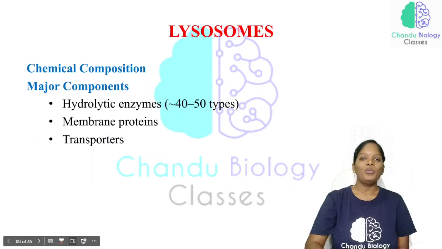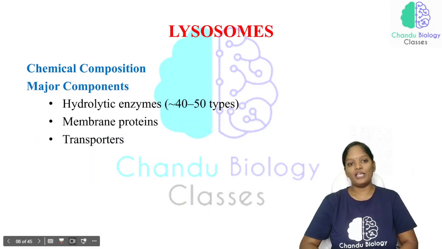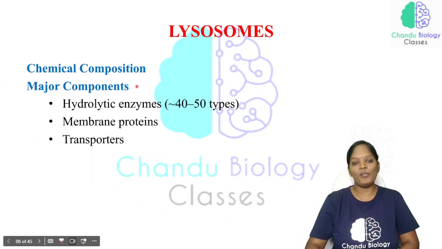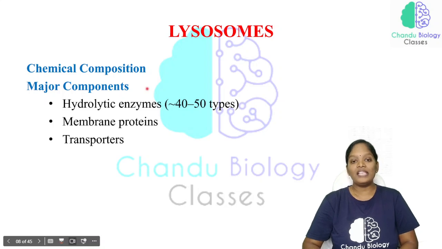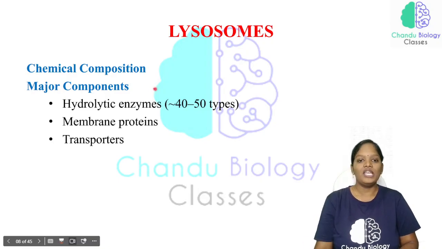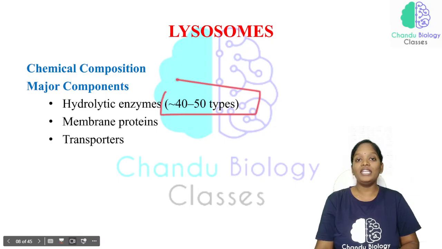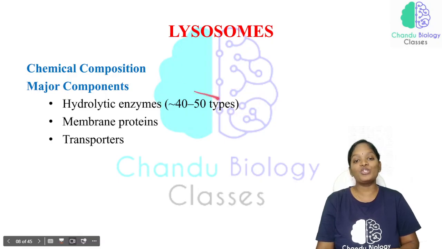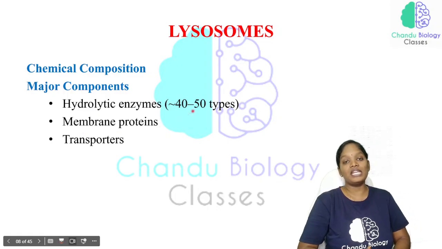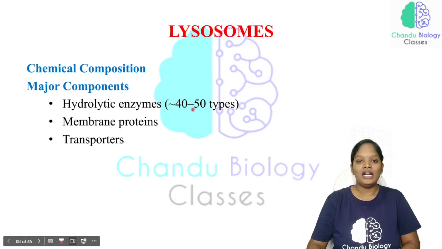Okay, now what will be the chemical composition of the lysosome? The major components present in the lysosome will be the enzymes, no doubt. Majorly the space occupied by the lysosome will be the enzymes. There will be approximately 42 different types of enzymes. It is not the number, it is the types. Approximately 40 to 50 types of enzymes will be present in the lysosomes. Also membrane proteins and transporters are present in the lysosome.